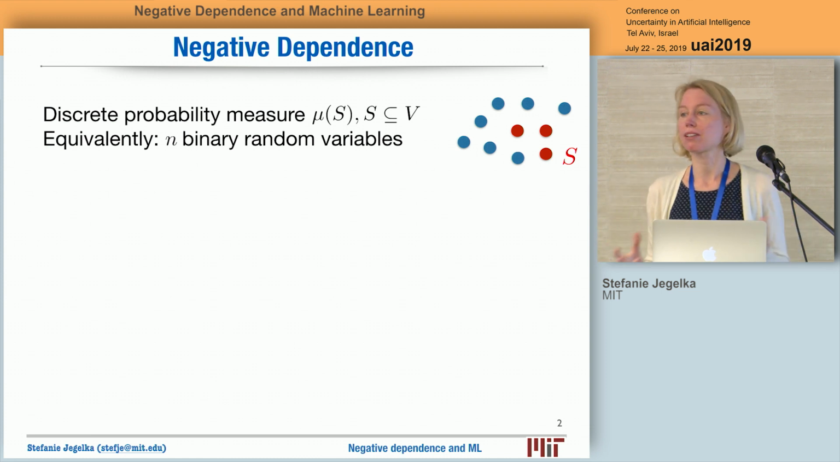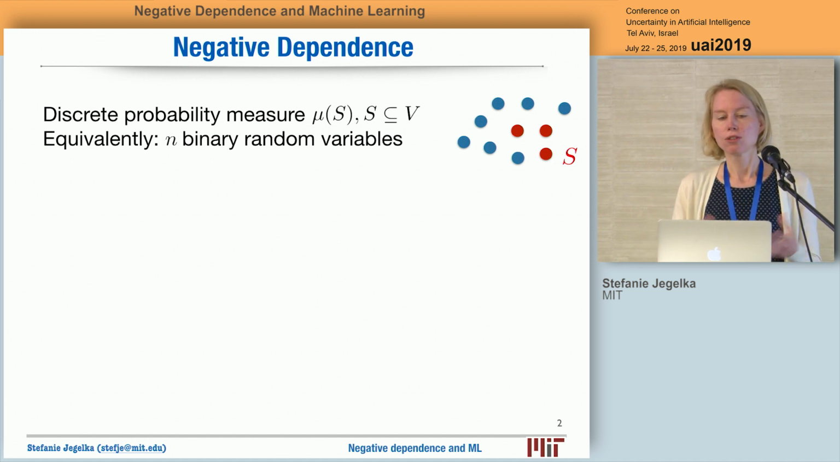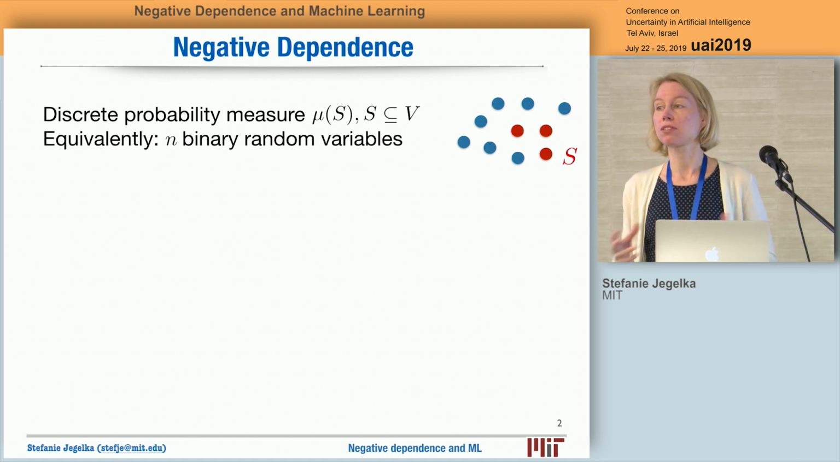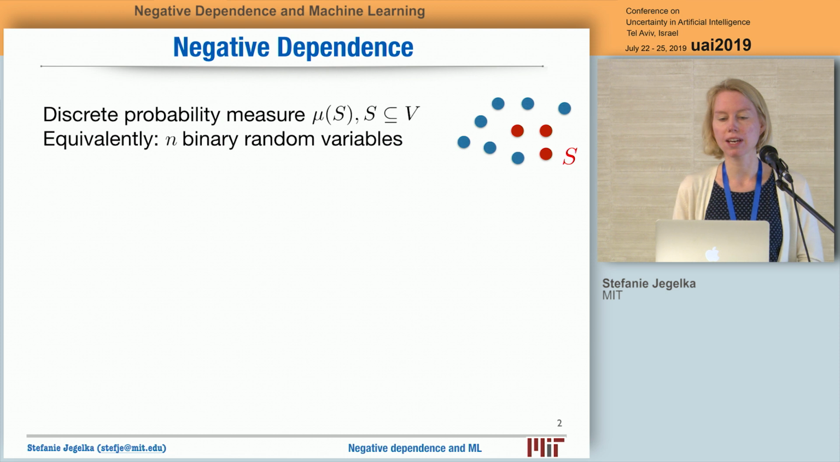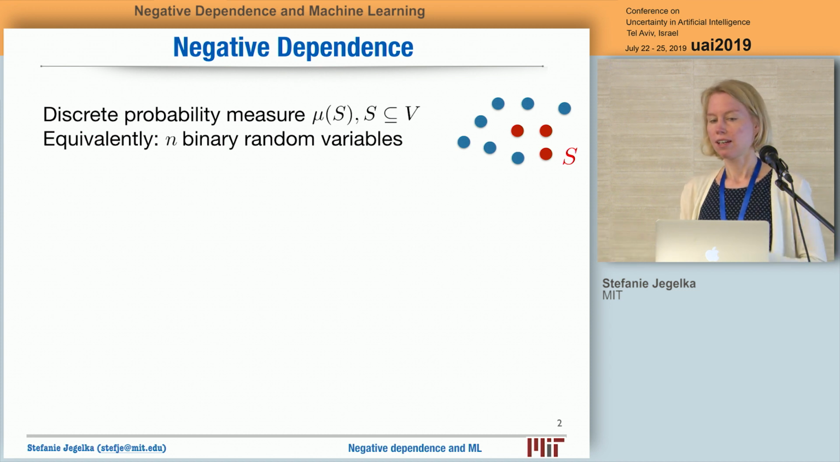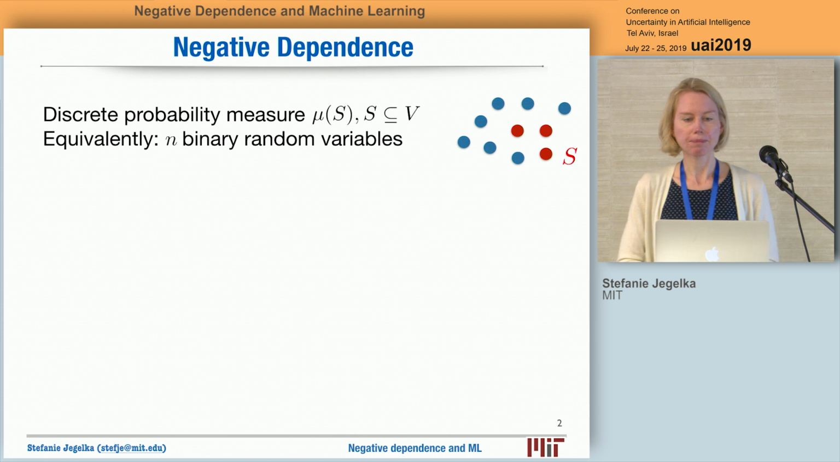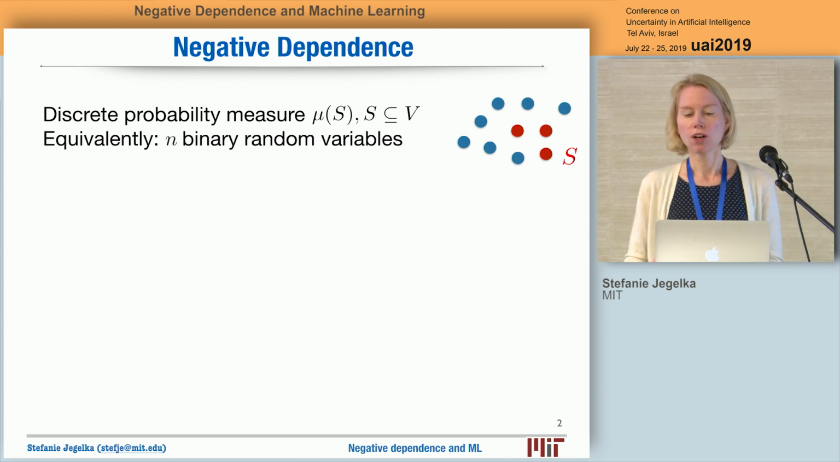So what do I mean when I talk about negative dependence? In fact, it can mean various things. First of all, I'll talk only about discrete distributions. That means we have n binary random variables, or equivalently, we have a universe of n items, and we randomly observe subsets of these items. That's an equivalent thing.